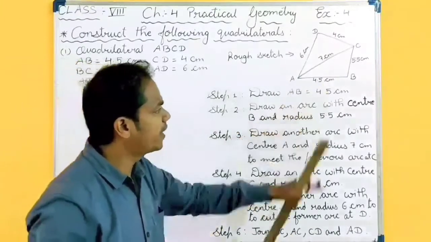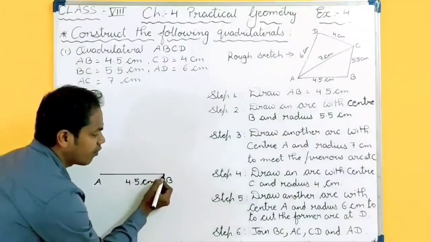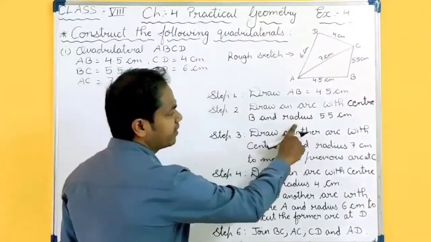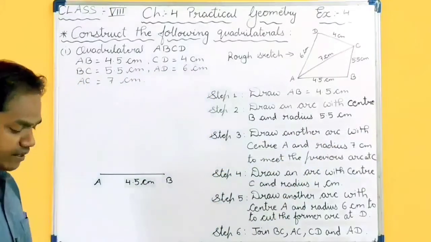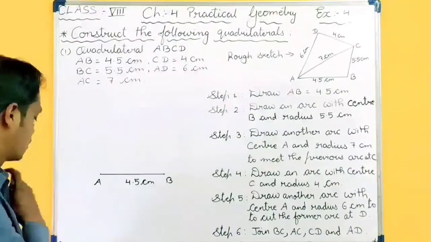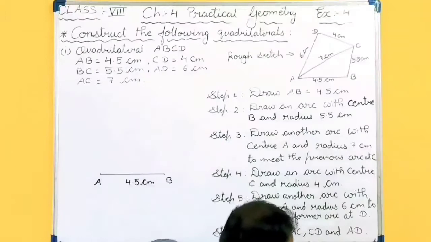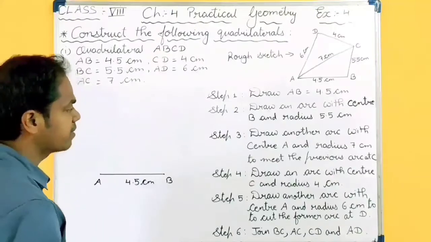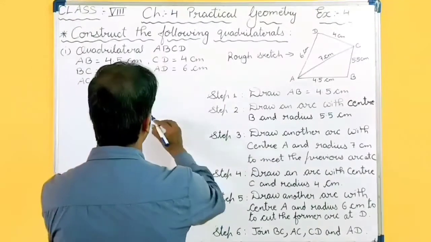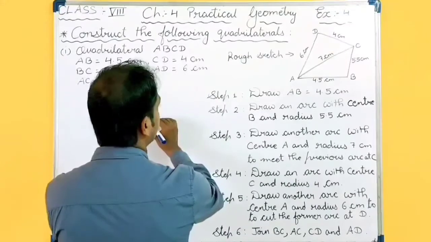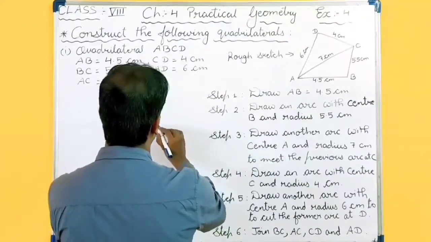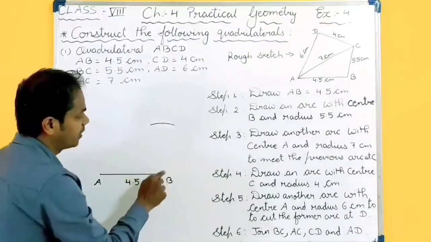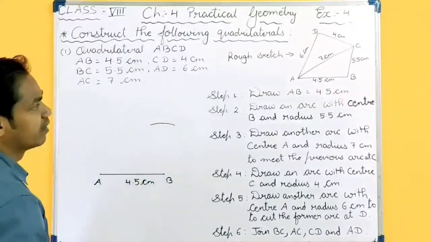Second, draw an arc with center B. Now assume this is your center B, and from center B, taking a radius measurement of 5.5 centimeter, you will cut an arc. Okay, so how you will cut an arc? Put your divider point here. With the help of your compass, measure 5.5 centimeter and draw one. Suppose this is my 5.5 centimeter. From here I am drawing an arc of 5.5 centimeter. Okay, from here to here it is 5.5 centimeter.